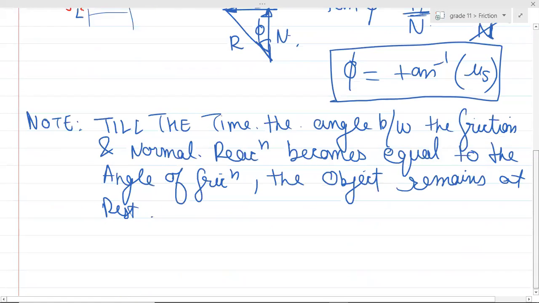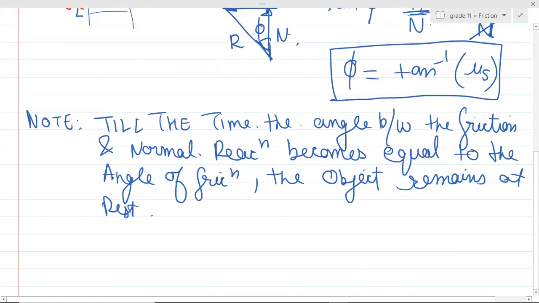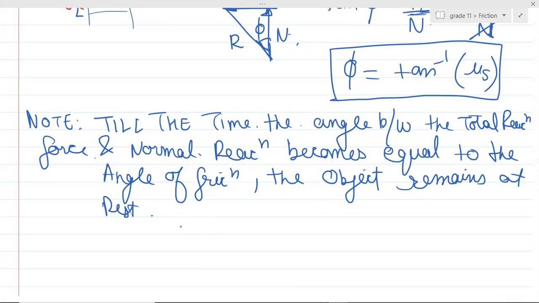Okay, is this clear? So until that angle becomes equal to the angle of friction, the object will be at rest. Is it fine? Till the time the angle between the total reaction force and the normal reaction becomes equal to the angle of friction, the object remains at rest. Is it clear? Is it clear, guys?